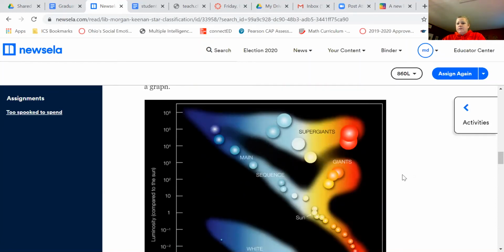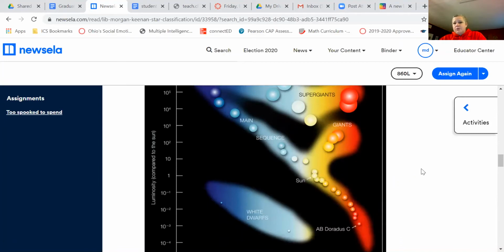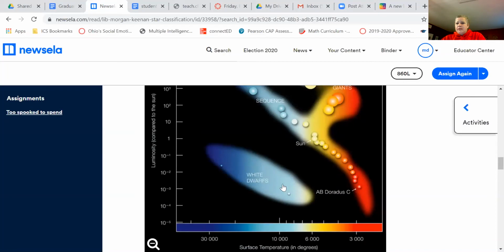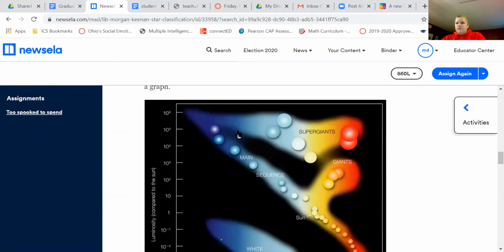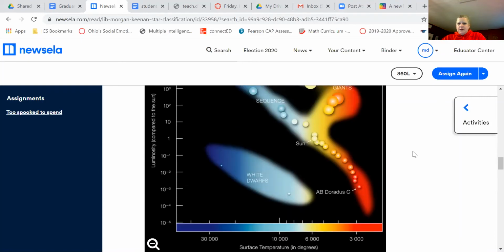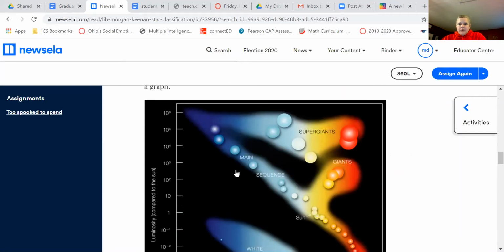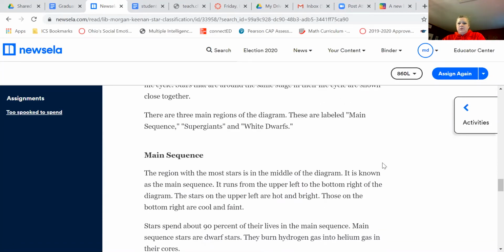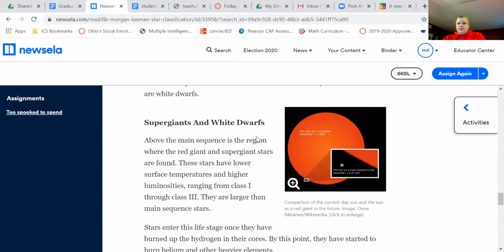Now you can notice, of course, it's the sun. They're all extremely hot, but this is all compared to the sun. So we have supergiants up here. And we have white dwarfs down here. Notice that the stars are also different sizes. All right, it says these are well-known stars in the Milky Way. Let's see if there's any on here that we know. All right, we keep going. It says main sequence. It says supergiants and white dwarfs.